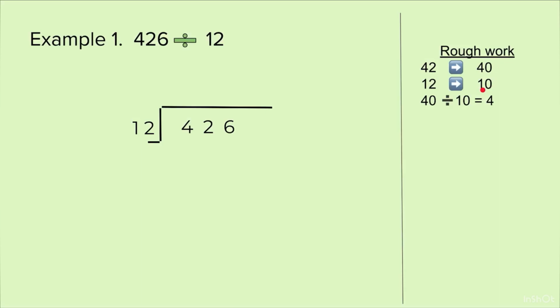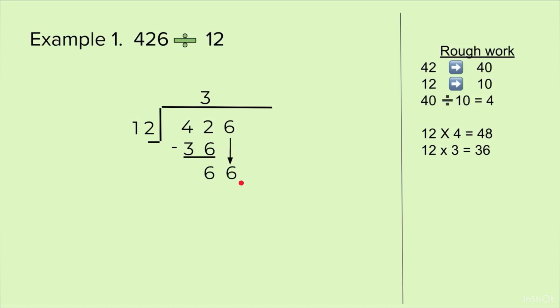So we will now multiply 12 by 4 and see. We get 48. 48 is more than 42. So now we multiply by 3, 36. We write 3 on top, 36 at the bottom. Subtract, we get the difference as 6. Then we bring down the next number, which is 6.